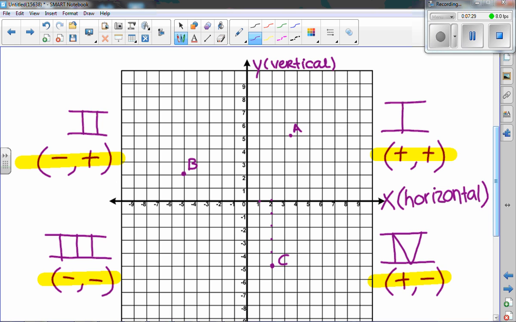All right, now let's look at D. D is 0, 3. It starts out on 0. We are not going to go left or right. We are simply going to go up to 3 and put a point. 1, 2, 3, and label that D.